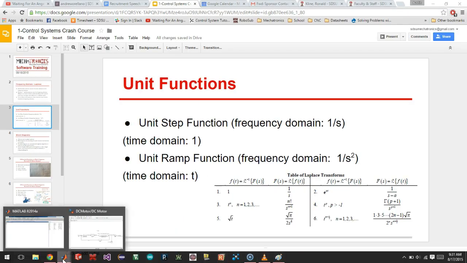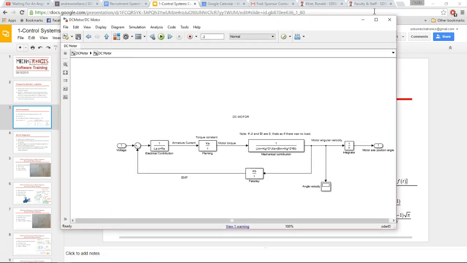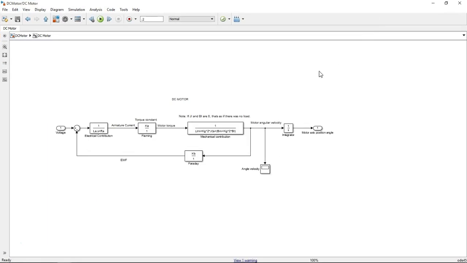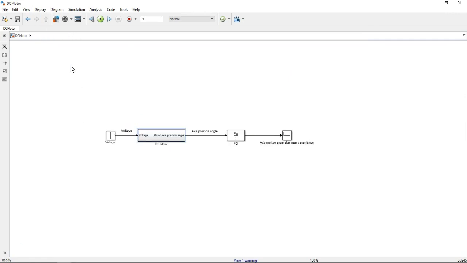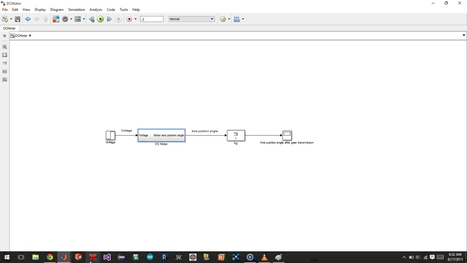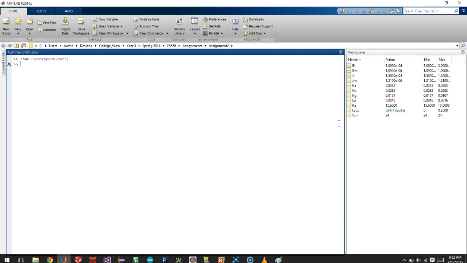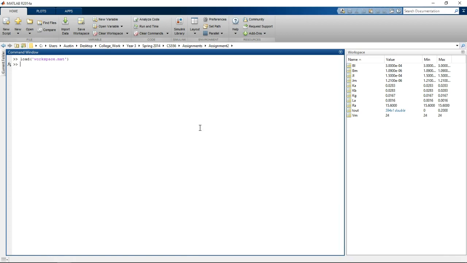I'll go over to this control system that I have here. So if I go up to a higher level, this is a block diagram of a DC motor. I'm putting in a step function, and the step function is just a voltage. What voltage it is is specified by this. It's the voltage of the motor. I'm putting in 24 volts, so it's a step function of 24 volts.